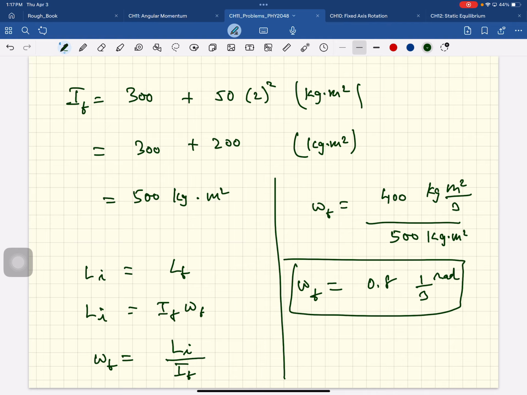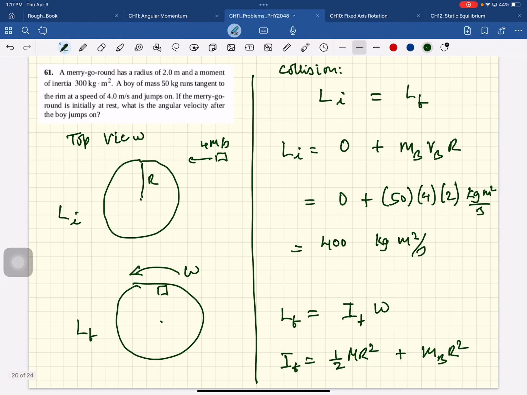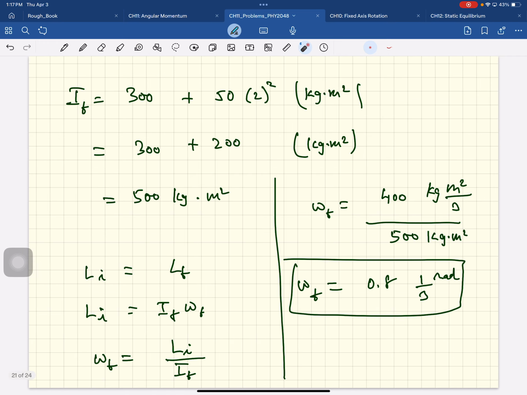Again, this is a collision problem. This was a merry-go-round that was at rest. This kid comes in at 4 meters per second and jumps onto the merry-go-round, and the merry-go-round starts rotating. And the angular velocity of the merry-go-round is 0.8 radians per second.